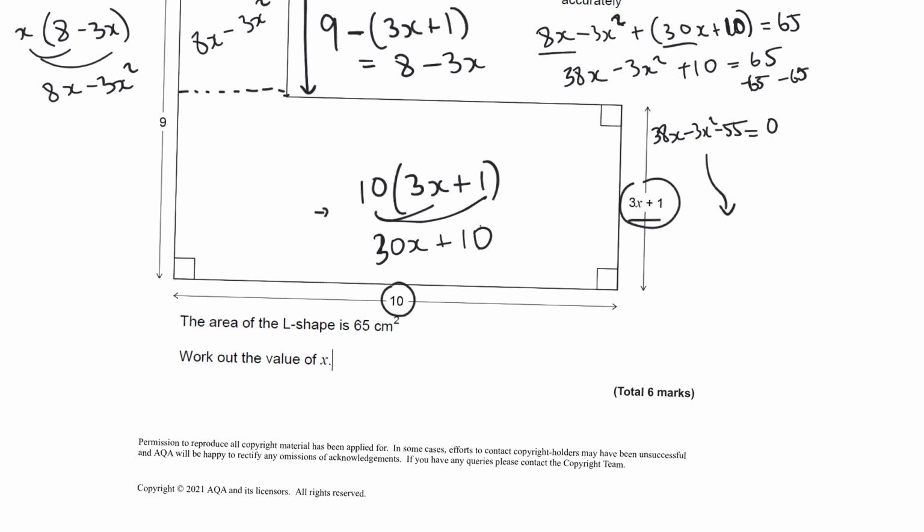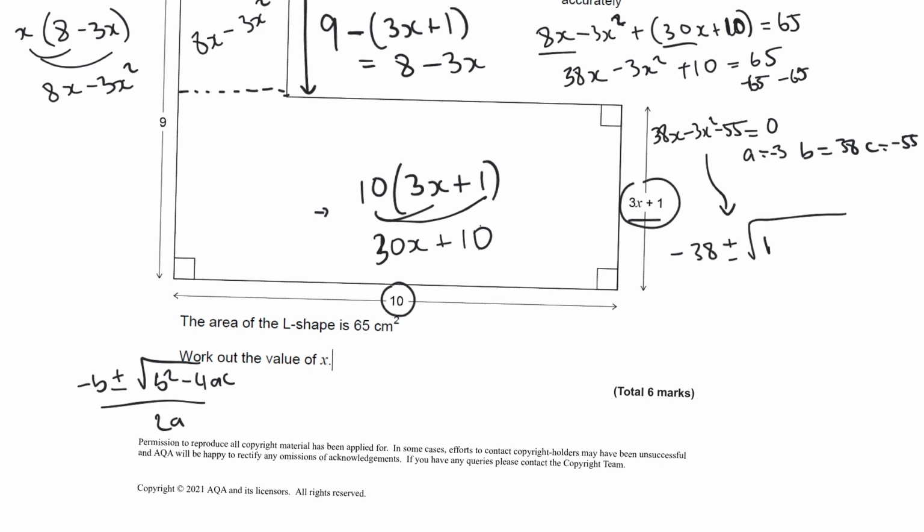the quadratic formula. So I'm going to substitute in. My value of a is minus 3, my value of b is 38, and my value of c is minus 55. Because of the formula, if I write it down here, to substitute in, it's going to be minus 38 plus and minus the square root of 38 squared minus 4 times minus 3 times minus 55, over 2a, so 2 times minus 3, which is minus 6.